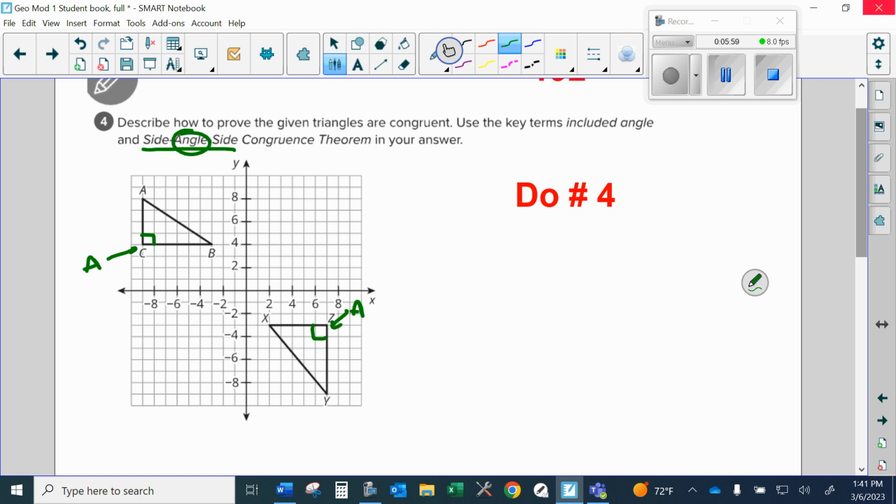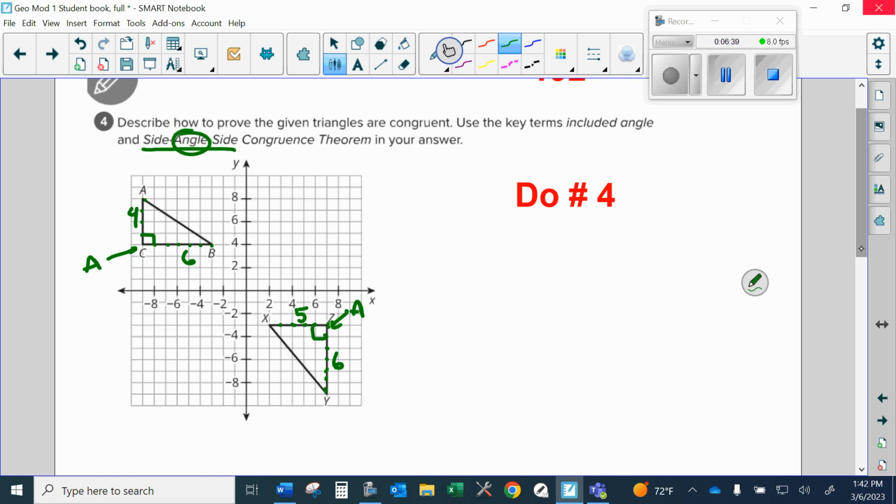Okay, so now we're going to show that this side is congruent. I count 1, 2, 3, 4, 5. And this one, 1, 2, 3, 4, 5. Oh, these are not congruent. They probably were supposed to be. They miscounted, because that's 5, and this is 1, 2, 3, 4, 5, 6, and this is 1, 2, 3, 4, 5, 6.